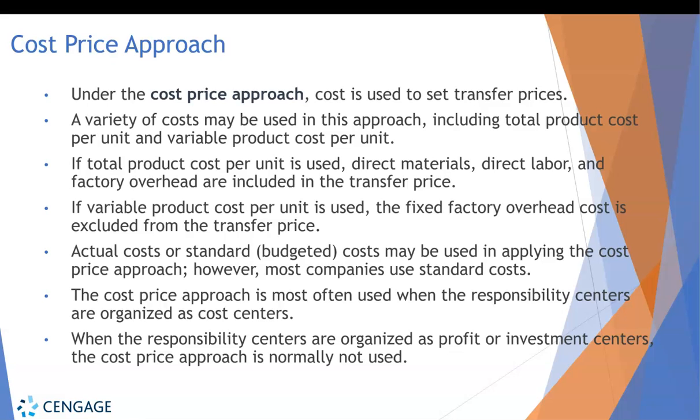If actual costs are used, inefficiencies of the producing division are transferred to the purchasing division. So there's not a lot of incentive for the producing division to then be able to control costs.